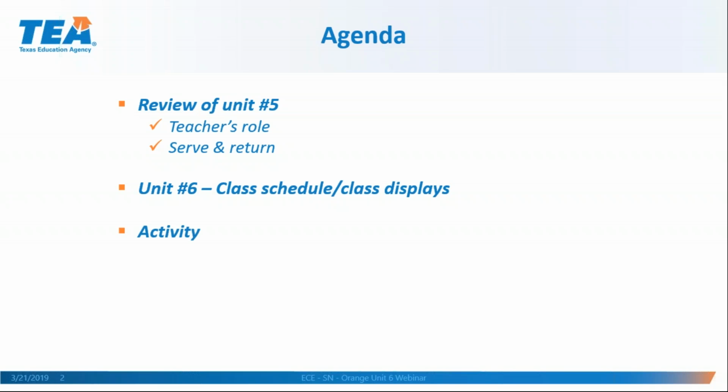So today's agenda, we're going to start by reviewing a little bit of the last unit, Unit 5, when we talked about the teacher's role in the classroom environment. And then we're going to hit Unit 6. We're going to go over class schedules, how to create them, and also what are some best practices regarding classroom displays. I'll introduce an activity that I want you to participate in over the next couple of weeks, and then we'll talk about our next steps. And as always, we close with resources and support.